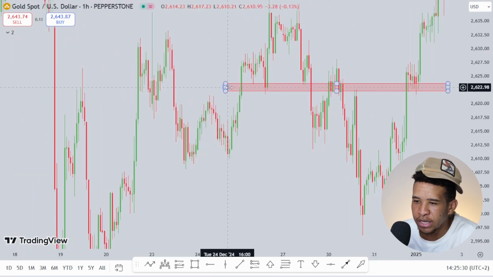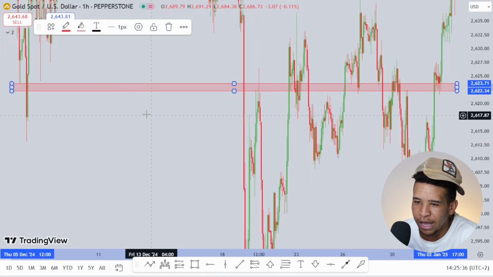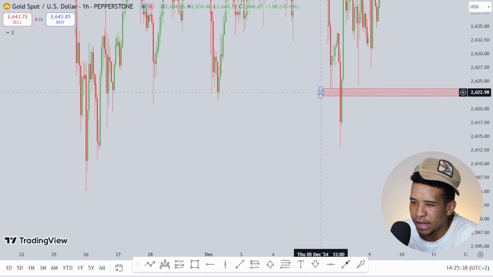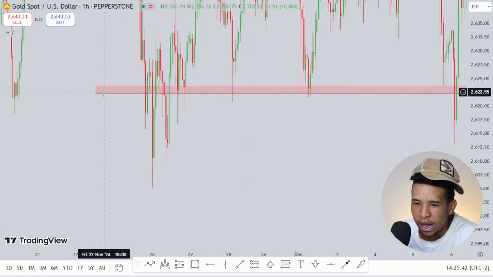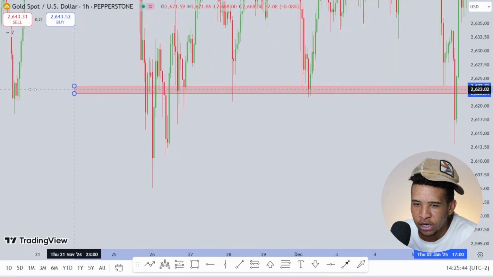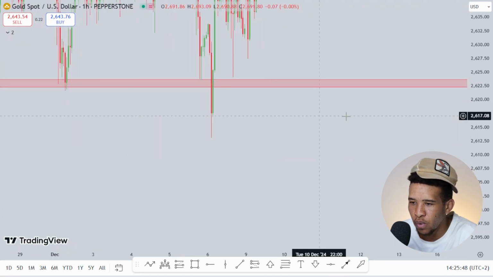And then the secret with identifying your key level is that you always want to look to your left to see how strong your key level is, right? So as I drag my rectangle to the left, you can see that this is a very significant zone where price struggles to break through all the way from our left to our right.